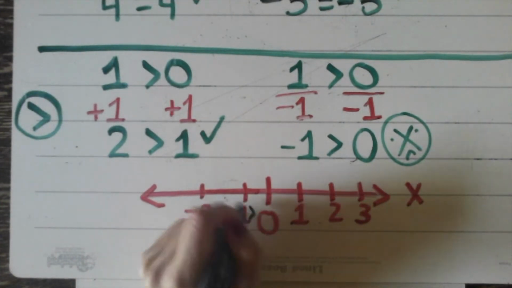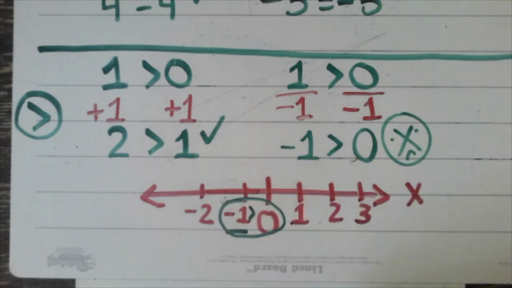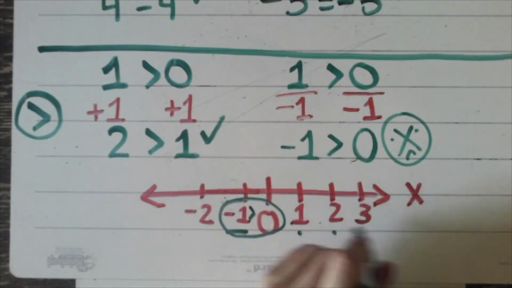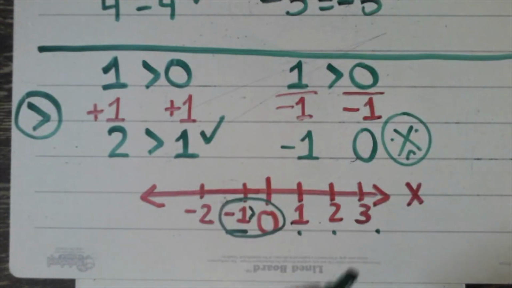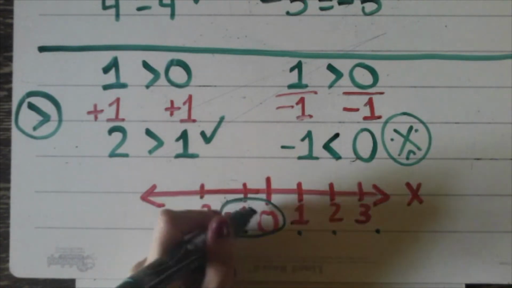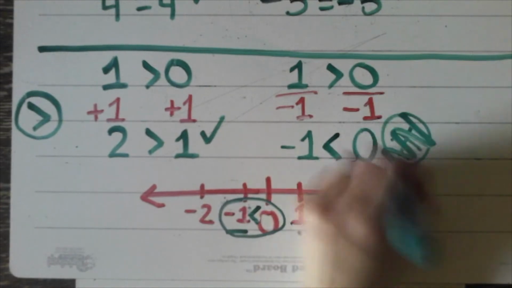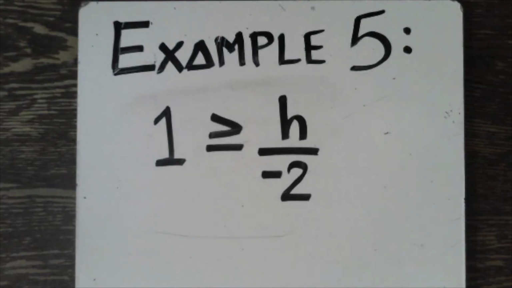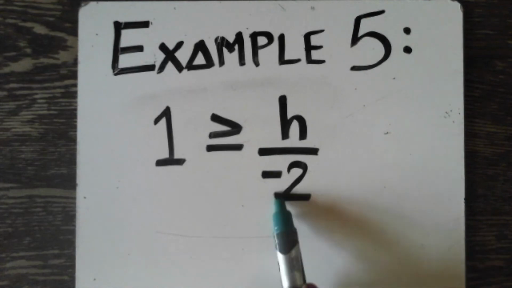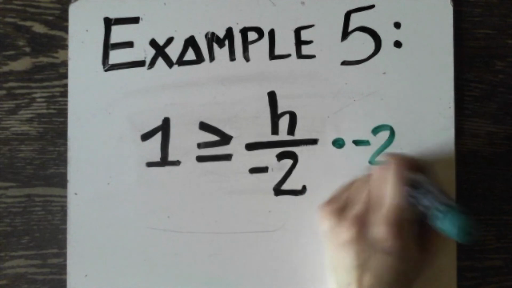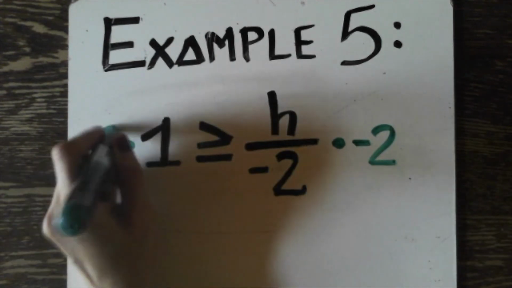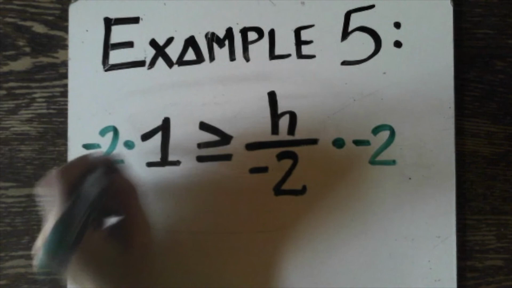How can we make this work? Well, negative 1 is in fact less than 0. So when we multiply or divide by a negative number, to make this true on the number line, you have to say, I am going to flip the sign. So let's see how that works. Here, I am going to multiply by negative 2 on both sides. When I do that, it cancels out on the right, and I am left with negative 2 times 1 is negative 2. Less than or equal to, I have to flip the sign, h.